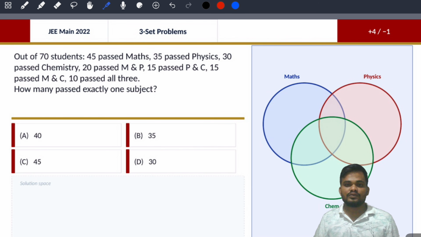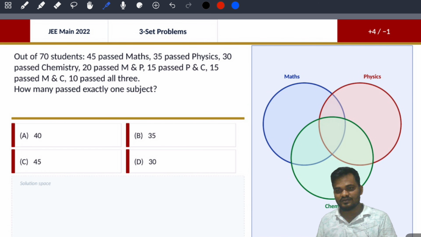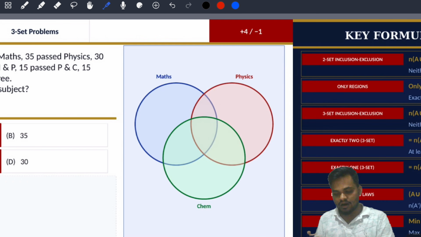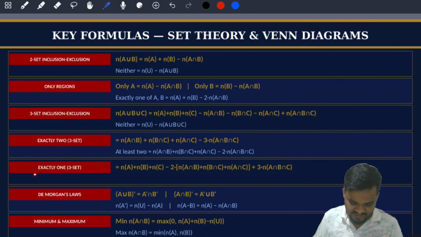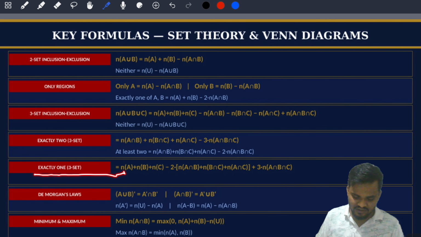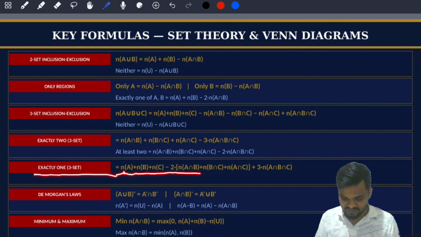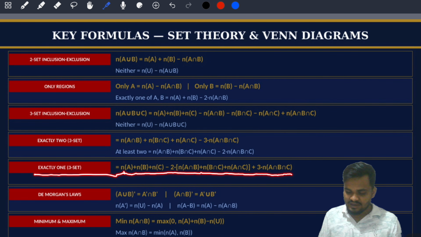In school you already studied how to find this by using a formula, right? How many students pass exactly one subject, there is a formula. And what is that formula? In case of a 3-set problem, exactly one is nothing but the number of elements in A plus the number of elements in B plus the number of elements in C, minus 2 into the number of elements in A intersection B plus B intersection C plus A intersection C, plus 3 times the number of elements in A intersection B intersection C. This is my formula.